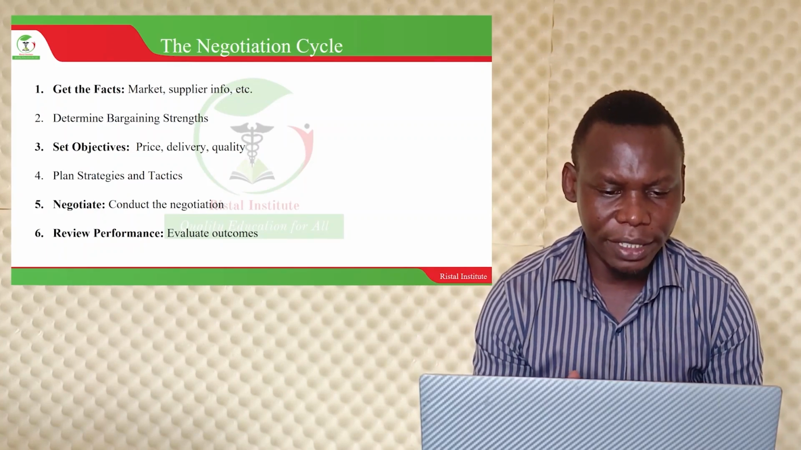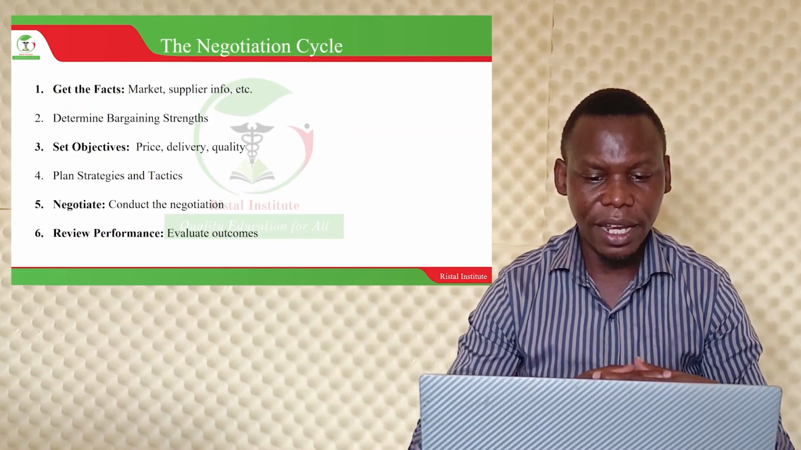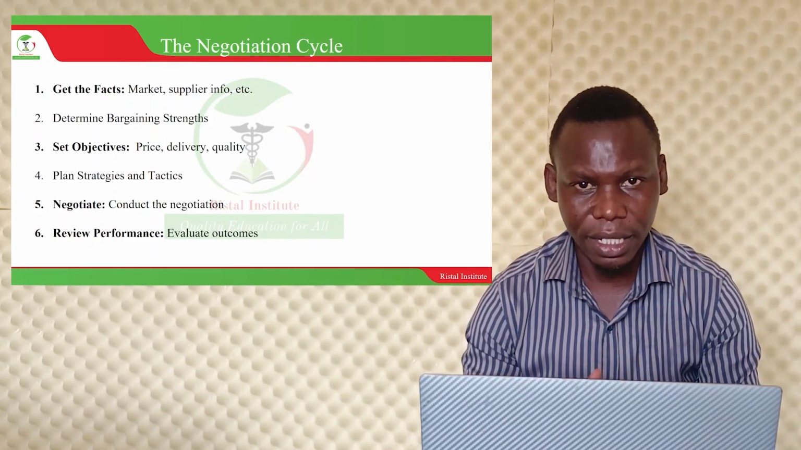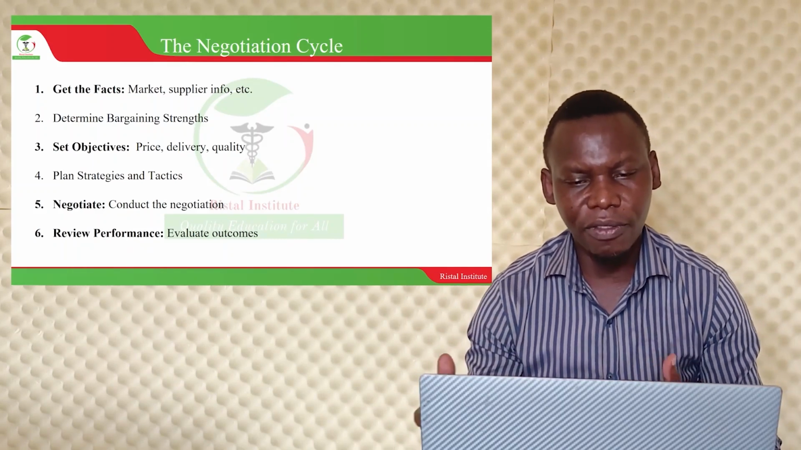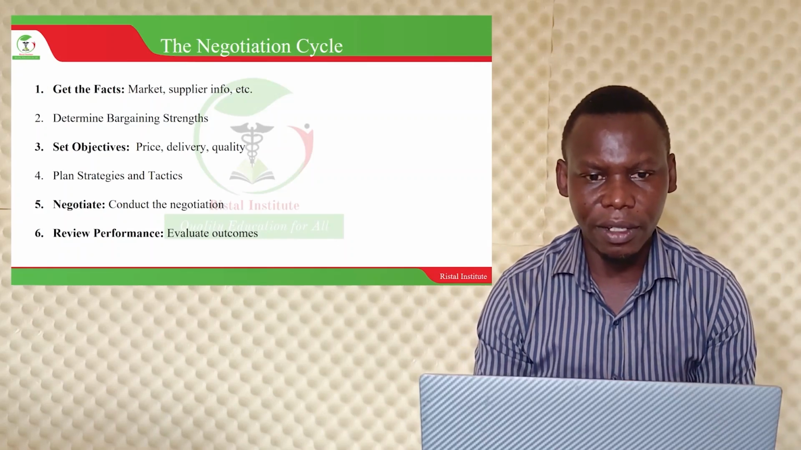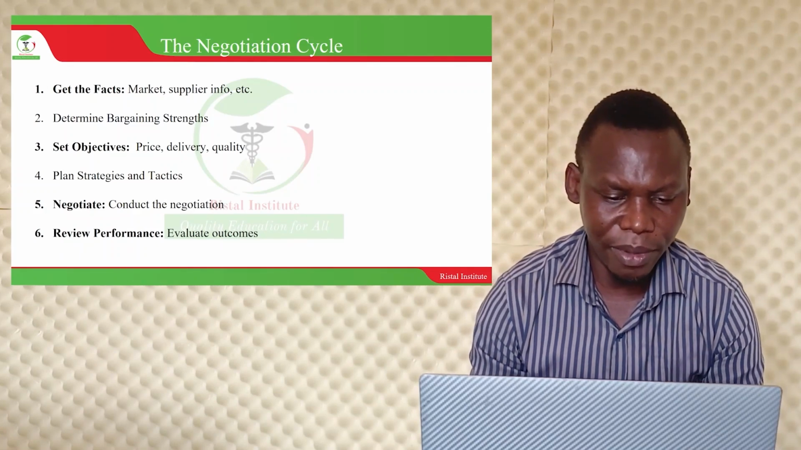And then negotiate. Of course, we go now to the negotiation, round table sitting, and now you start to bargain, or you start to discuss the offer. That offer and this offer, how do you work out at the end of the negotiation? Then you see how best you agree on the price.